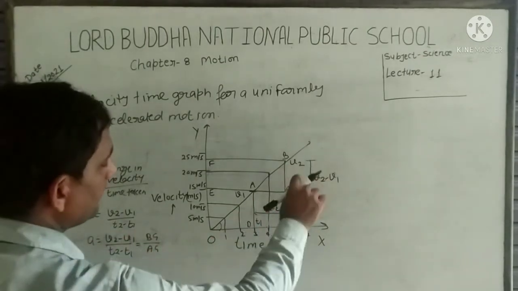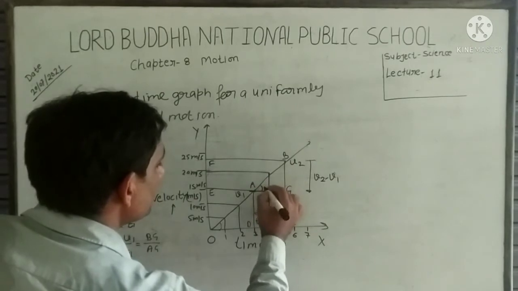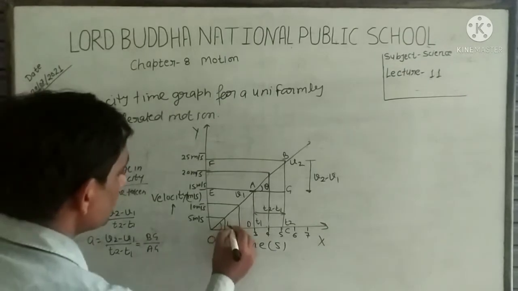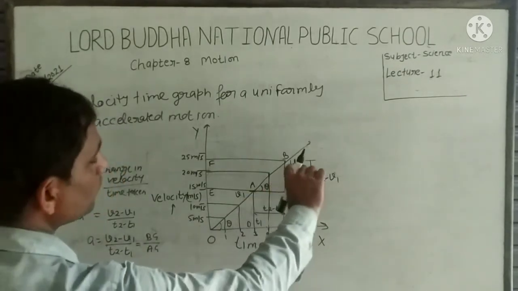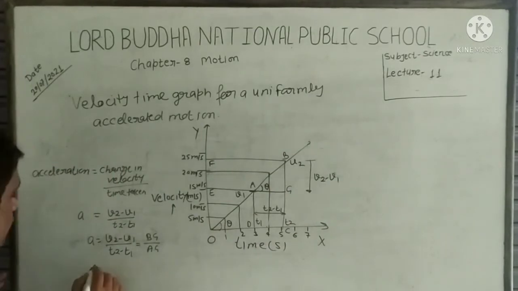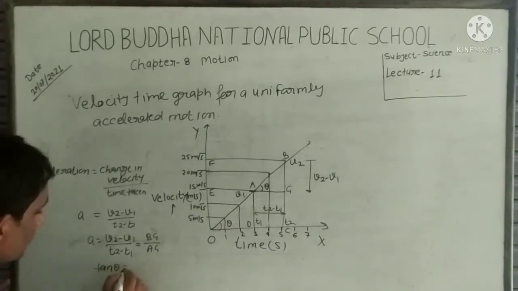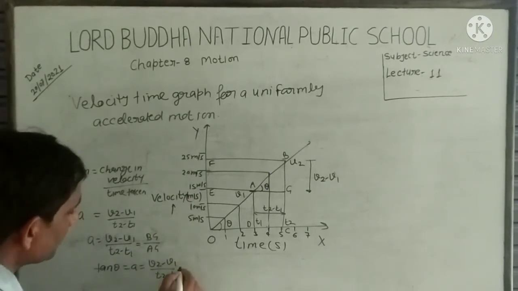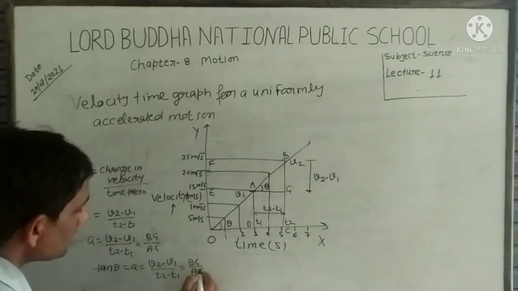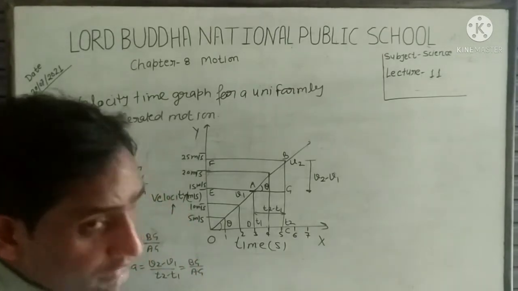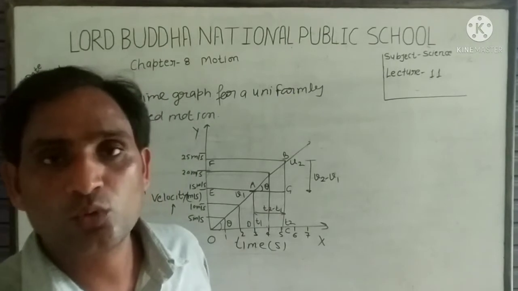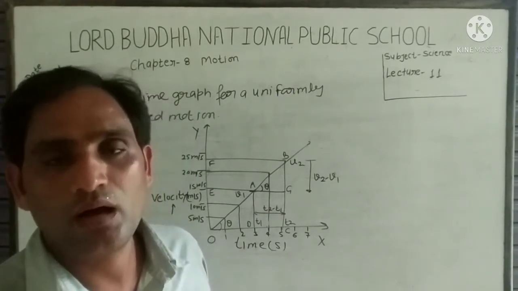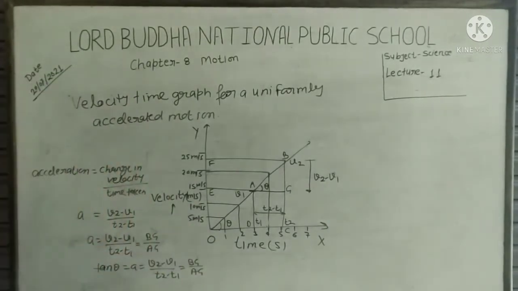So BG and AG, because velocity time graph is making an angle theta with time axis here, then tan theta equal to BG upon AG. Hence we can write tan theta equal to a equal to v2 minus v1 upon t2 minus t1 equal to BG upon AG. Means it concluded that the slope of velocity time graph with time axis gives the acceleration of the object. Okay.